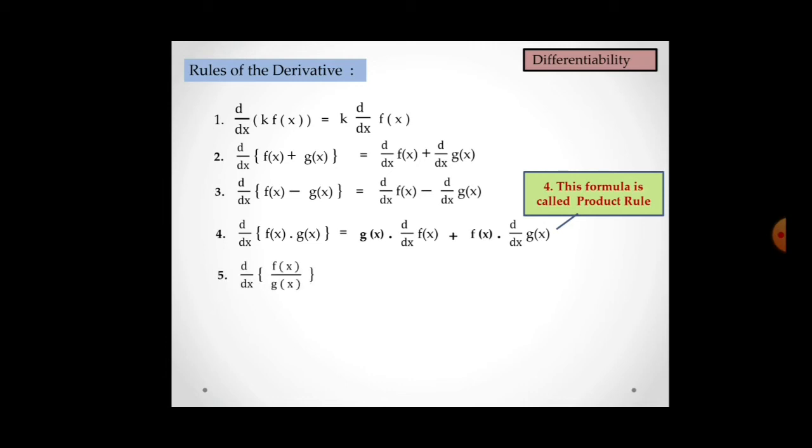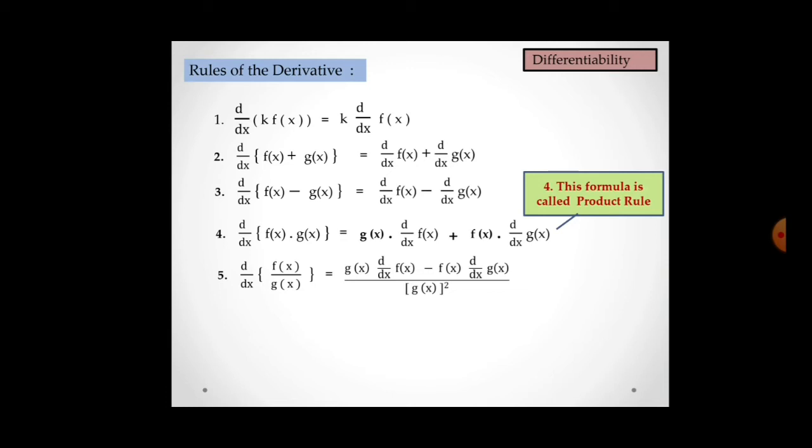Next is division. How to write the derivative of the division of two functions, f of x divided by g of x. The rule is given by: g of x, that is the denominator, d by dx of f of x, minus f of x into d by dx of g of x, whole divided by g of x whole square of the g function. So this is the formula.